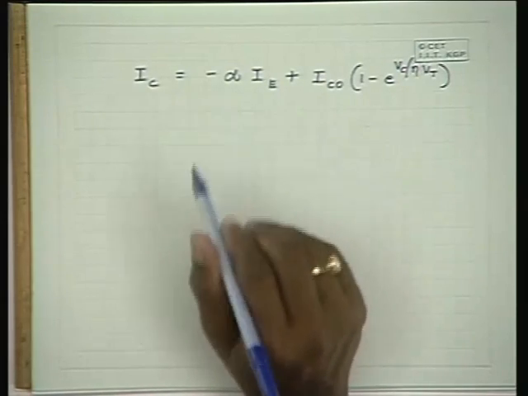As I mentioned, alpha is of the order of 0.98. Any questions?